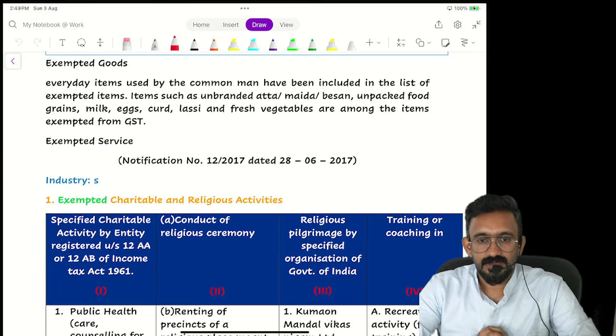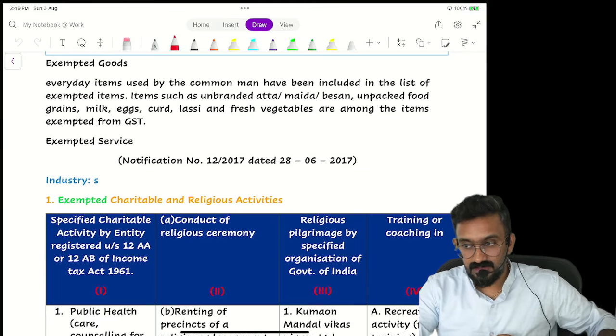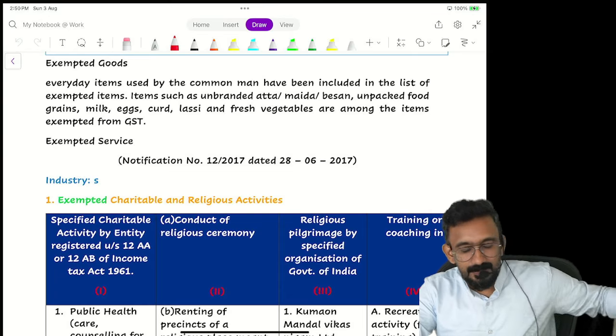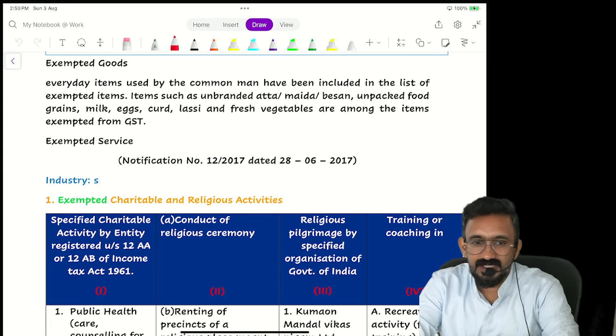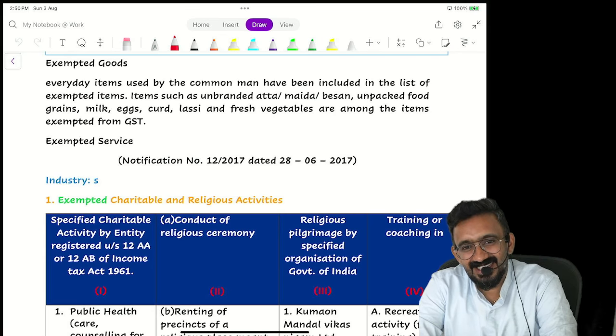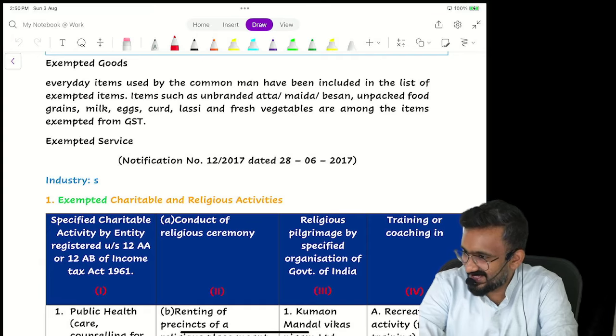What is exempted from GST? Is it goods exempted? Now we are not learning 11A, we are learning 11 only. Basic exemption. What is exempted? Goods are exempted, services are exempt. Both. Your syllabus is service exemption. Does that mean goods are not exempted? No.